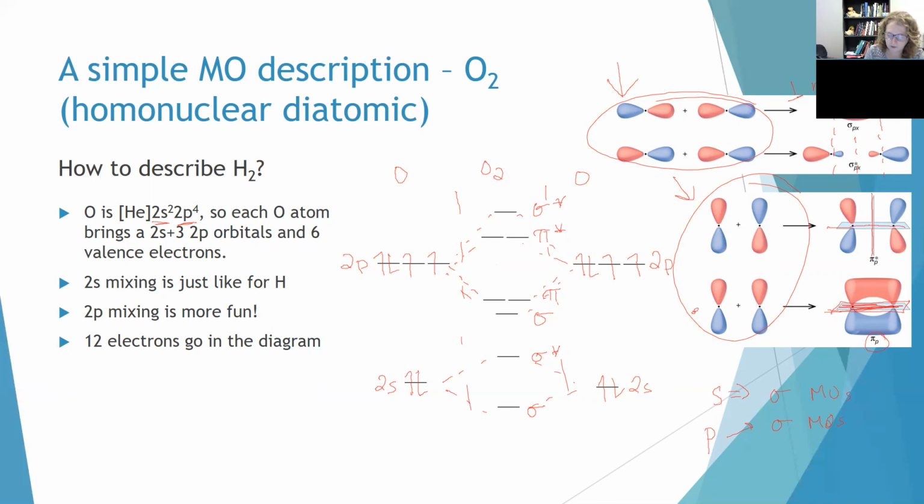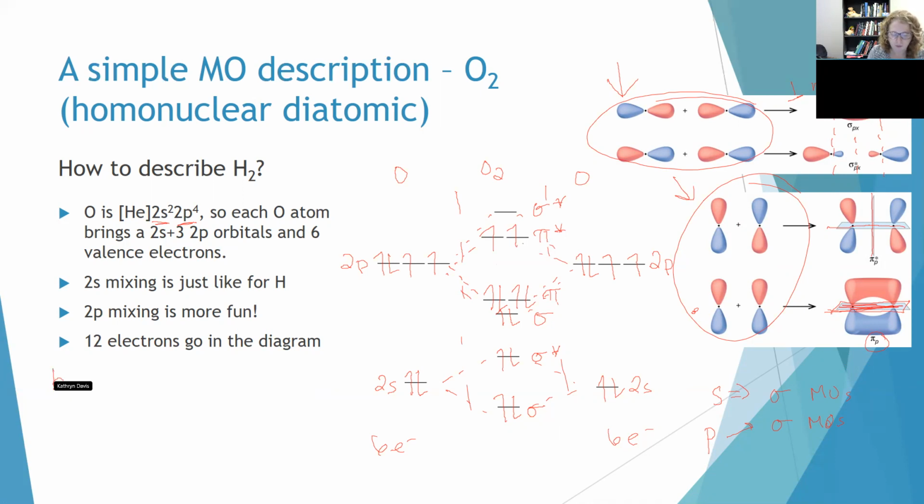Now, we had 6 electrons in each oxygen. So we have 1, 2, 3, 4, 5, 6. Now I have a set of 2 lines at the same energy. They're what's called degenerate. So I need to go 7, 8, 9, 10, and now I go up 11, 12. There are 12 electrons in that diagram.